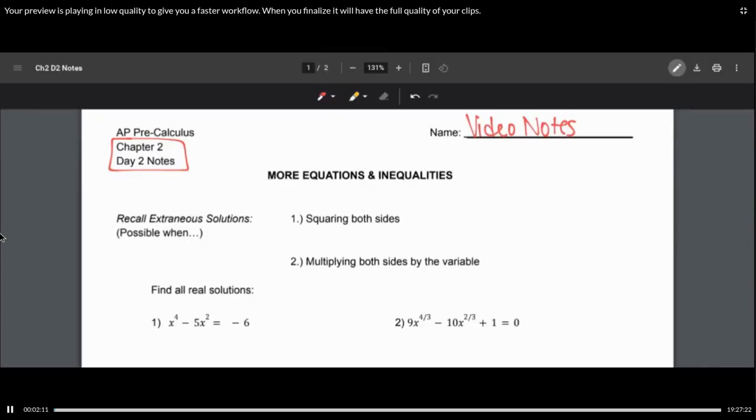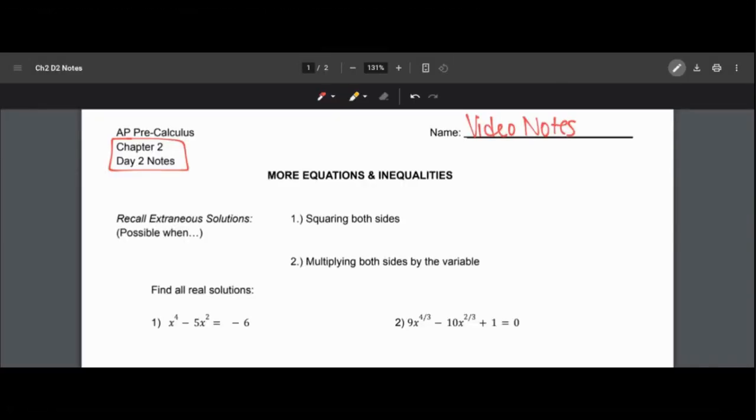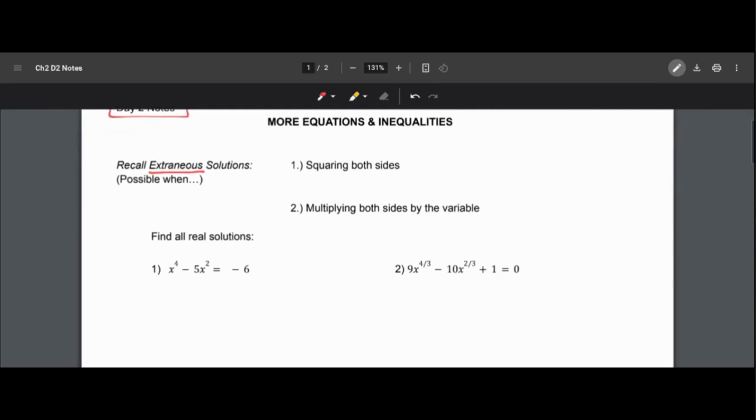Today we're going to encounter some potential solutions that don't actually work, and we call those extraneous solutions. Typically those occur when you do something like squaring both sides, where maybe a negative sign gets manipulated, and then multiplying both sides by a variable. Anytime you're dividing by a variable, you're either going to lose a solution or have a solution that's not actually valid in the original problem. So we're going to check our solutions to make sure they all actually work, especially if we do one of those two things.